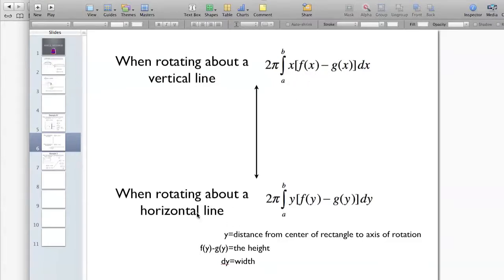So when rotating about a horizontal line, this is your equation. And just to review the variables, y is the distance from the center of the rectangle to the axis of rotation, f of y minus g of y is the height of the rectangle, and d of y is the width. So y is essentially the radius once more.